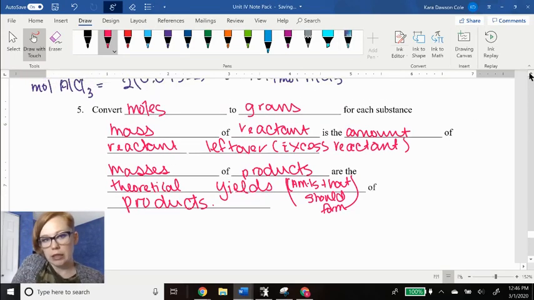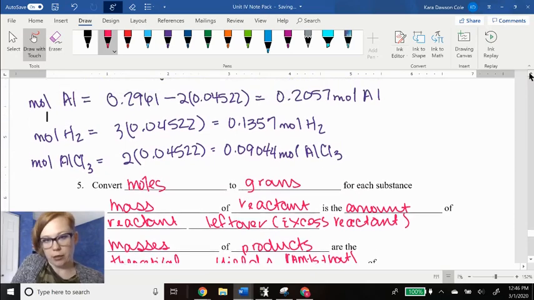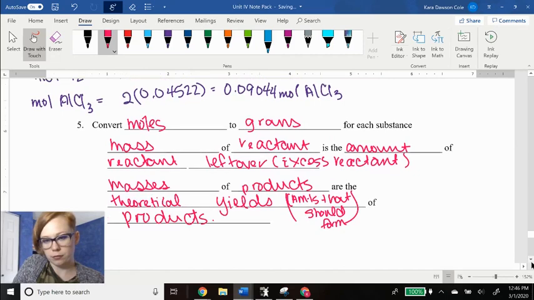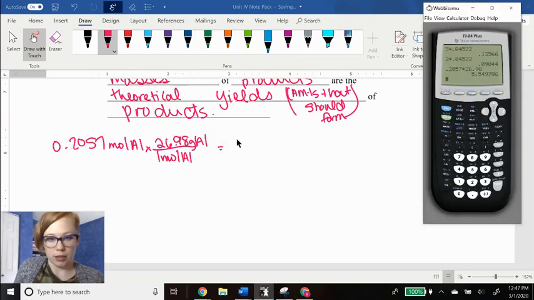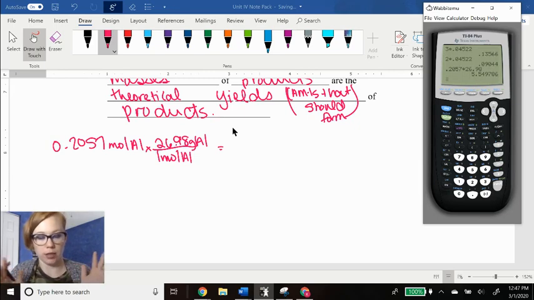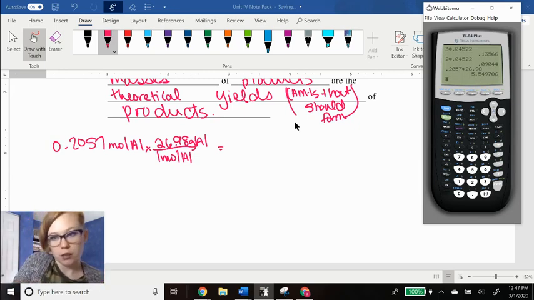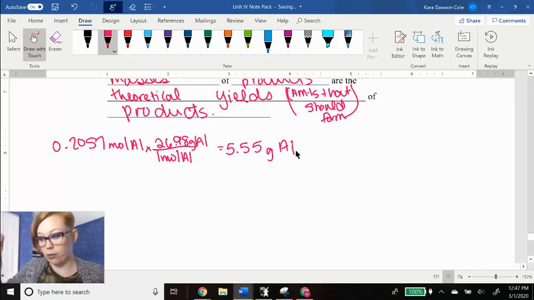So then if I go back up here, I've got 0.2057 moles of aluminum. So 1 mole is going to be on the bottom. 26.98 grams is going to be on the top. So this is 5.55 grams of aluminum, because I'm going to go back to that 3 sig figs, because I started out at 3 sig figs and 3 sig figs. So I'm going to end with 3 sig figs. Okay. So that's 5.55 grams of aluminum.